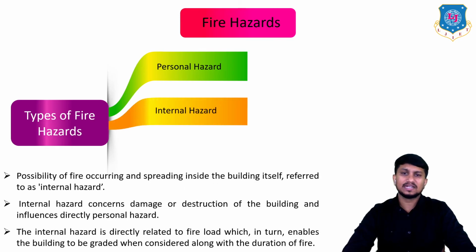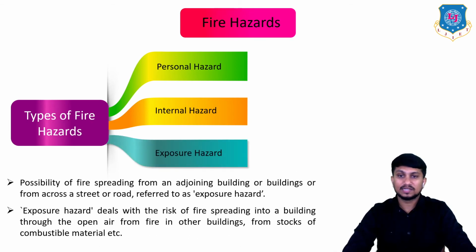The second type of hazard is internal hazard. Possibility of fire occurring and spreading inside the building itself is referred to as internal hazard. Internal hazard concerns damage or destruction of the building and influences directly personal hazards. The internal hazard is directly related to fire load, which in turn enables the building to be graded when considered along with the duration of the fire.